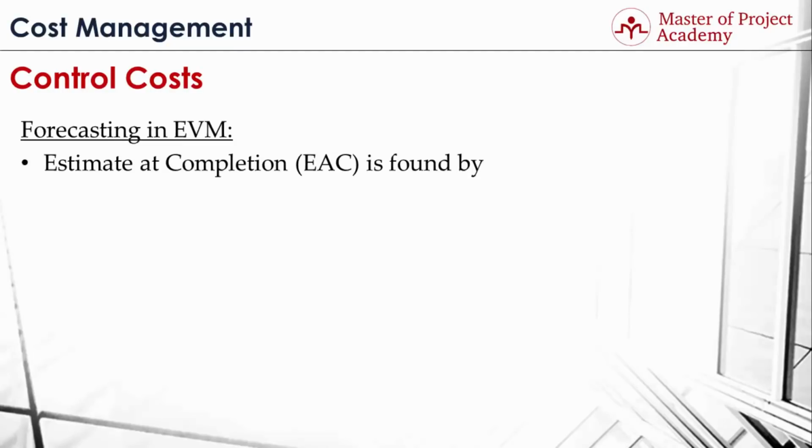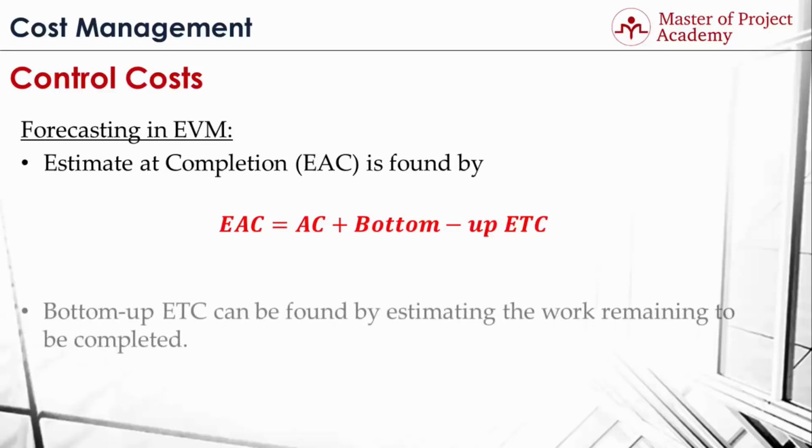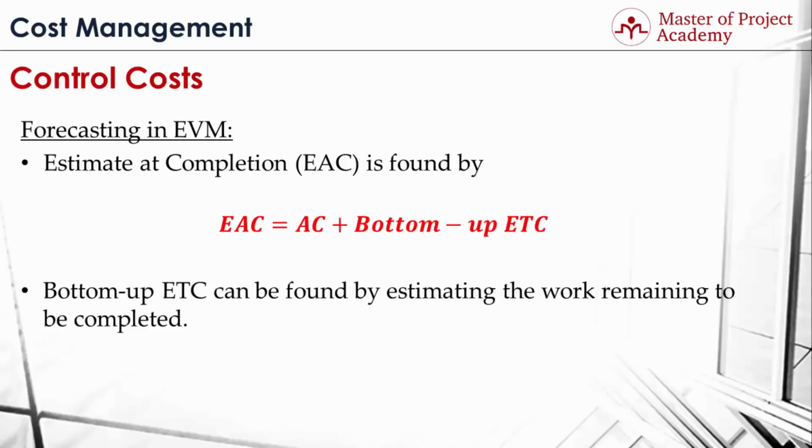Estimate at completion is found by aggregating the actual cost occurred till now in the project and the bottom-up estimate to complete value. Bottom-up ETC is actually a forecast about how much the remaining activities in the project will cost. Bottom-up ETC value can be found by estimating the work remaining to be completed. You can get the new estimation of project resources for the remaining activities in the project, and they can revise their previous estimations based on their experience in the project, and this will give a more realistic and up-to-date estimate at completion value respectively.